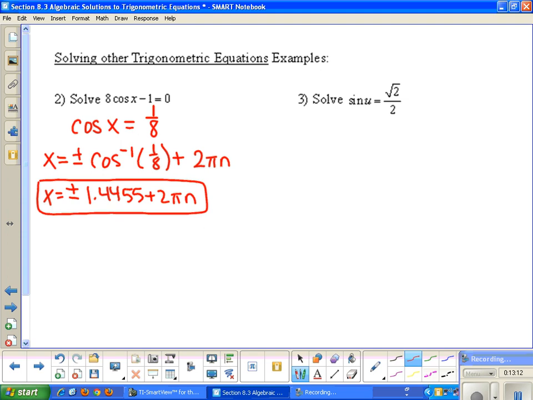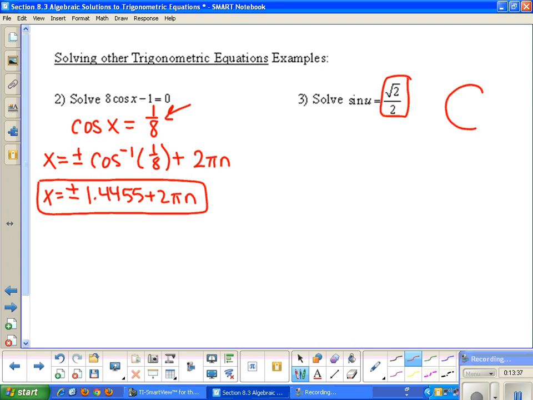So for the next one, if we have something that we recognize, like I recognize this right here as being a value on my unit circle, that means you want to get the exact value answer. Unlike when we had 1/8, I know that wasn't on my unit circle, and that's why I can use my calculator. So for this one, I have the sine of u is equal to √2/2. So I'm trying to figure out what angles give me √2/2.